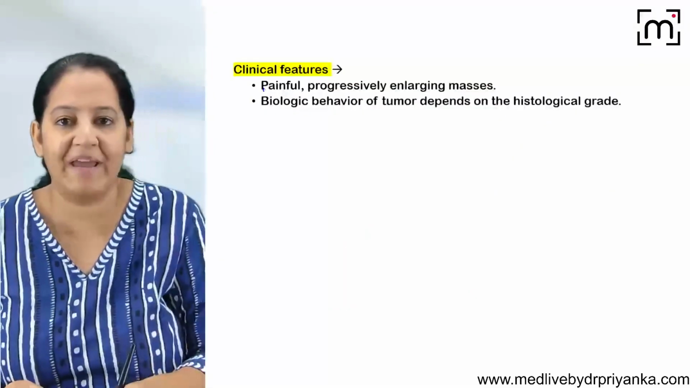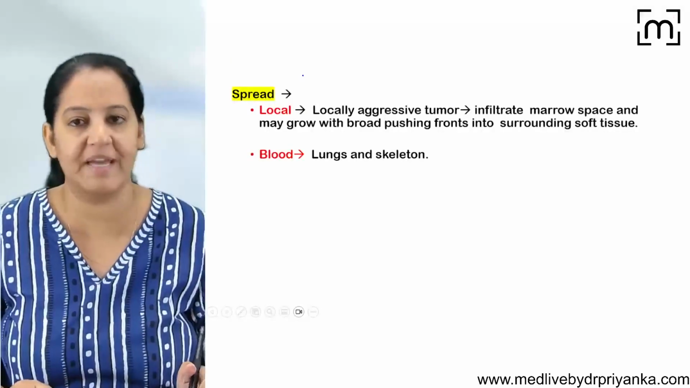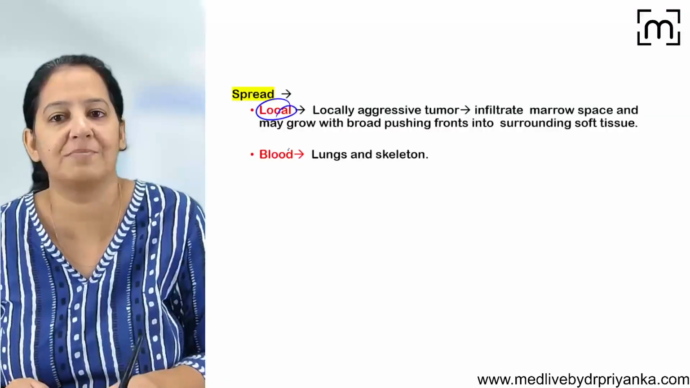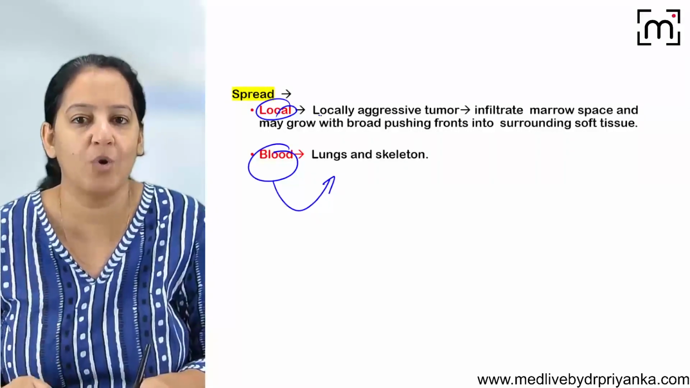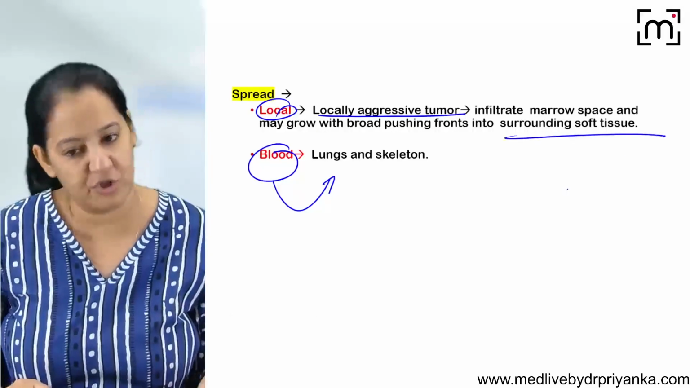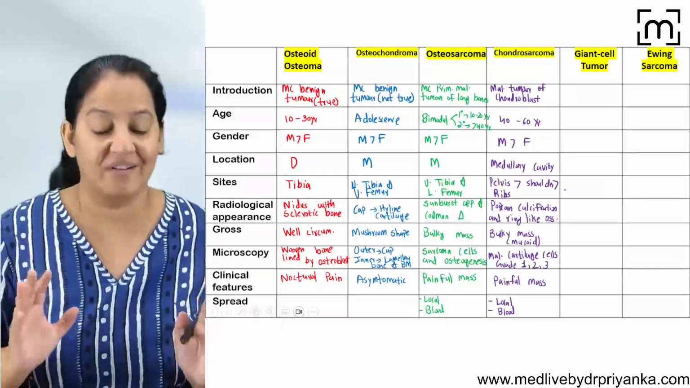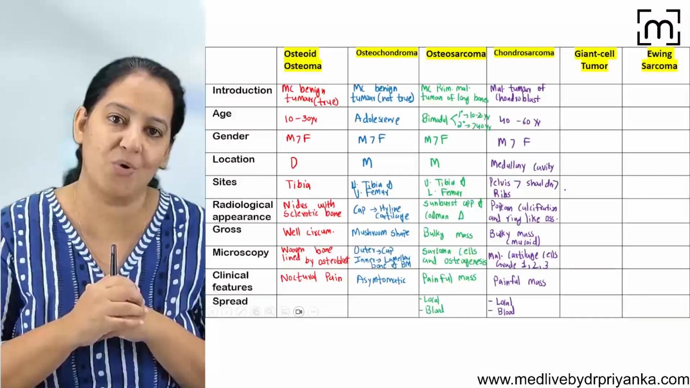Clinical feature, again, it's a painful, progressive, enlarging mass. Chondrosarcoma is the same as osteosarcoma, and spread is also same: the local spread and blood spread. Blood spread most commonly occurs to the lung, and locally it's very aggressive in nature, and it spreads to the soft tissue very frequently. So we are done with the 4th also, that is chondrosarcoma. Now we are left with 2.